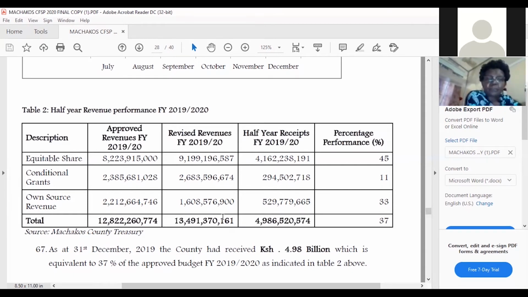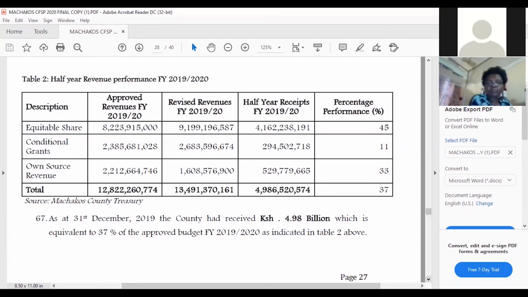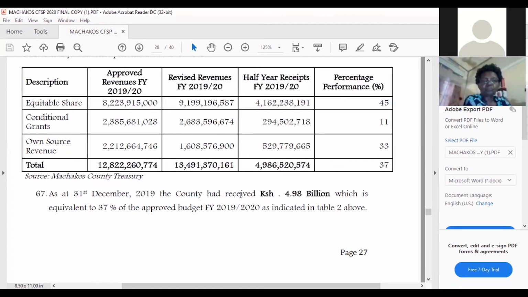And the target that they had set is 13 billion. So they are saying here that as at 31st December 2019, the county had received 4.98 billion, which is equivalent to 37% of the approved financial year 2019-2020, as indicated in the table above.